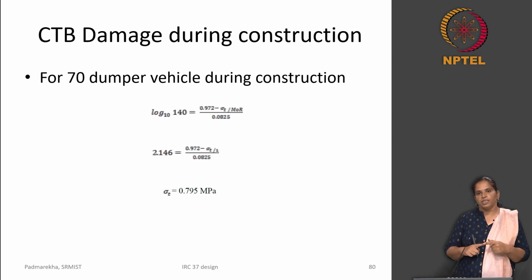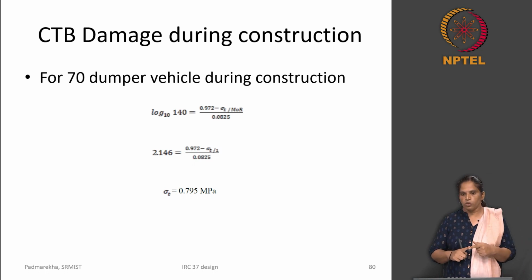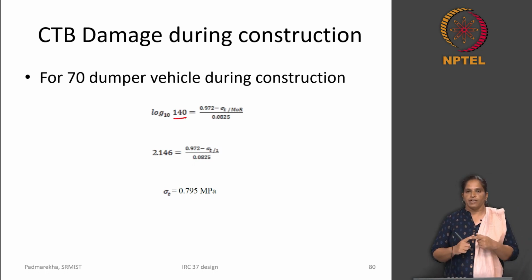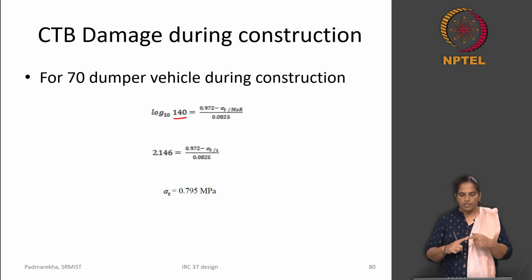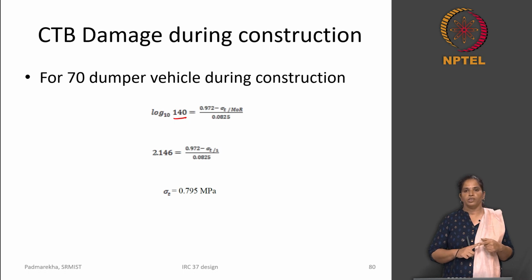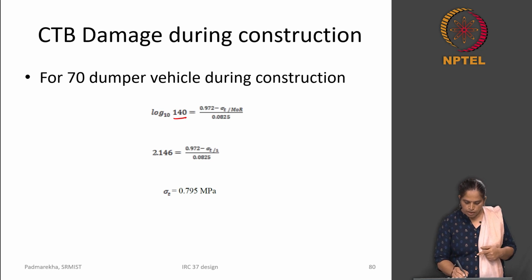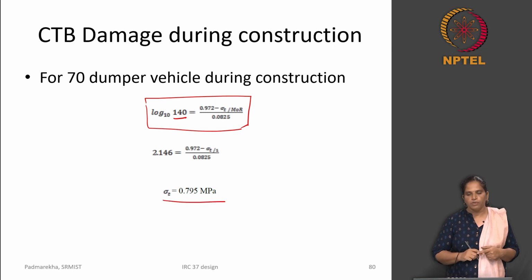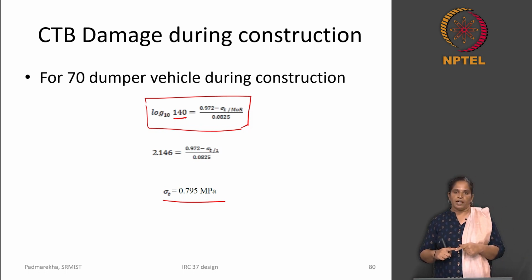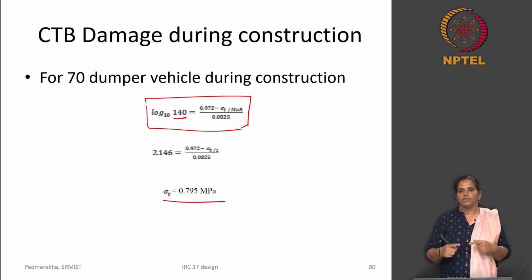So, if it is 70 repetitions of a tandem axle, it will be 70 into 2, that is 140 repetitions of a single axle. Now, if you want to compute this exact stress value for the 140 repetitions of a single axle, you can just substitute in this expression and find the sigma t value, and you find the sigma t value to be 0.795 megapascal. So, if you want a cement treated base to take care of 70 repetitions of a tandem vehicle, you need to restrict the stress at the cement treated base to 0.795 megapascal.